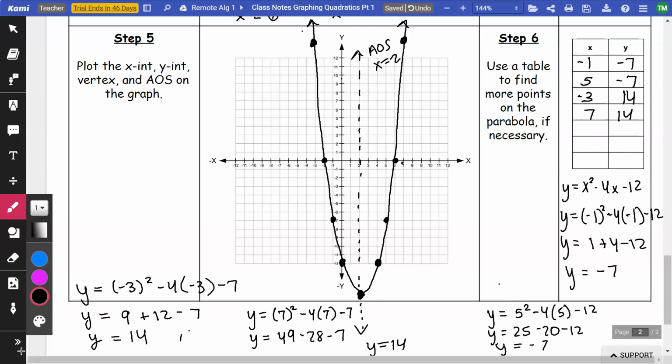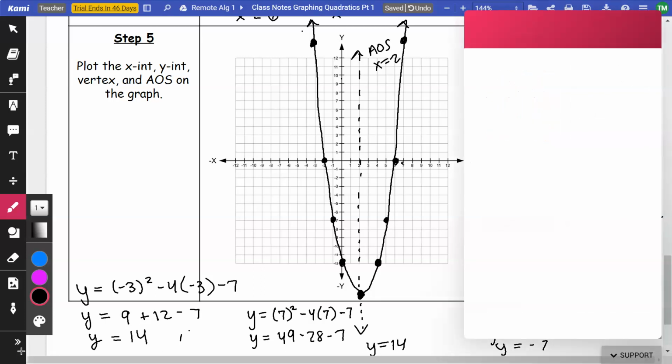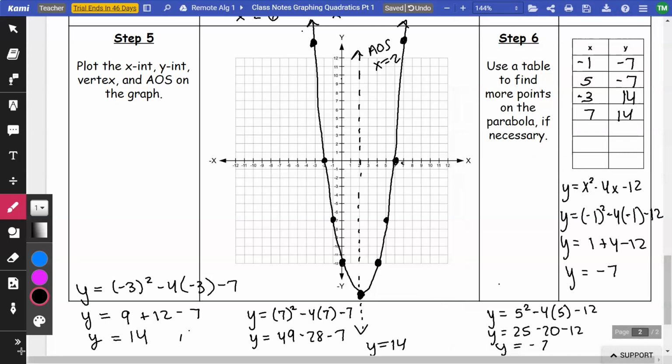So on your Delta Math homework, you're going to have to find points on a parabola for a given equation, and then you're just going to plot those points on Delta Math. And once you have enough points plotted, Delta Math will sketch in the curve for you. It's pretty cool.